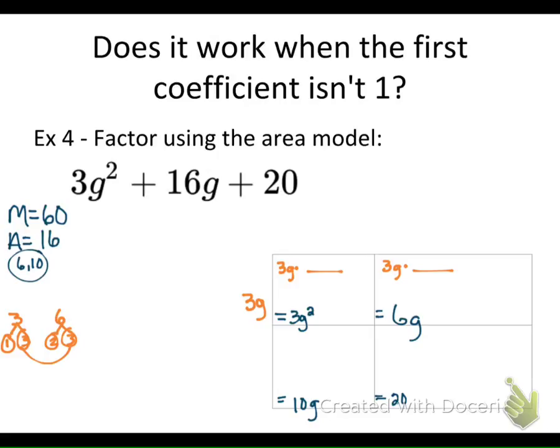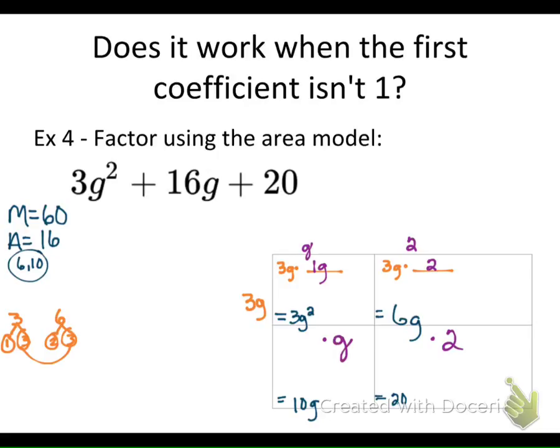3G times what equals 3G squared? 3G. Nope, that would be 9G. How about just 1G? You're 50% right. 1G, or as Elizabeth just said, G. So I'm just going to put the G up there because I want it in simplest form. Okay, 3G times what equals 6G? 2. That becomes my width. What do I do with these widths? I bring them down.